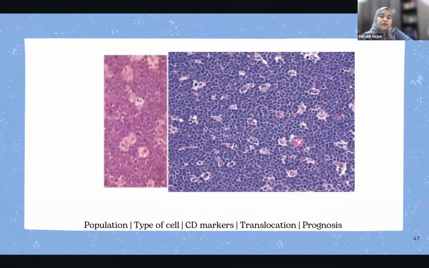What do you see here? What is this classic appearance? So this is going to be Burkitt. Starry sky appearance. Is it Burkitt's lymphoma? Yeah, perfect. So this is Burkitt's lymphoma, the starry sky appearance classically seen in Burkitt's lymphoma. So what is the translocation in Burkitt's? It's going to be 8, 14.